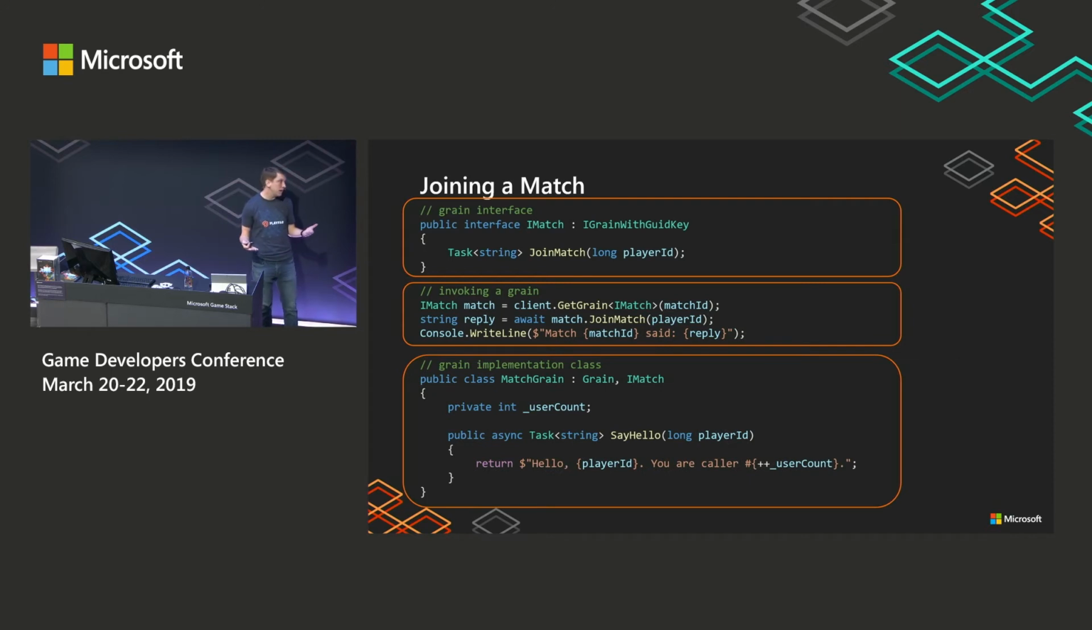So now an example of how you could actually write the grain implementation, about as simple as you can get, but what I want to note here is that I'm incrementing the user count here, and I'm not using any interlocked operations, and I'm not doing any locking.